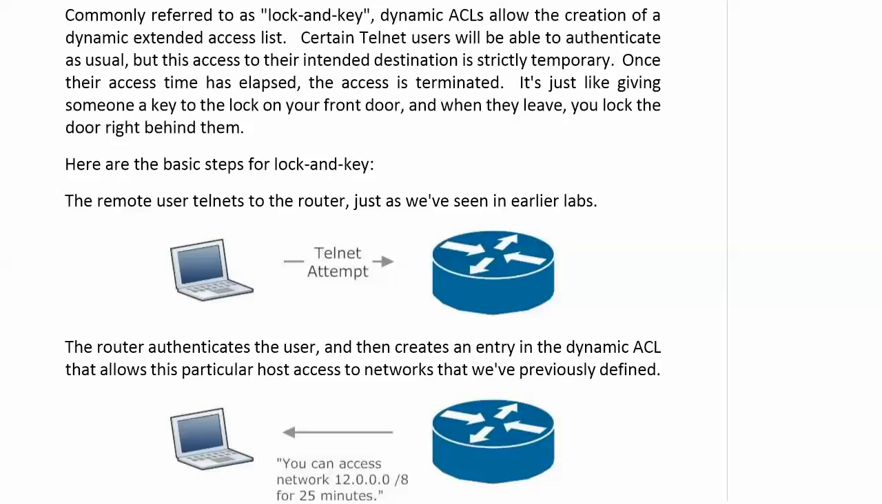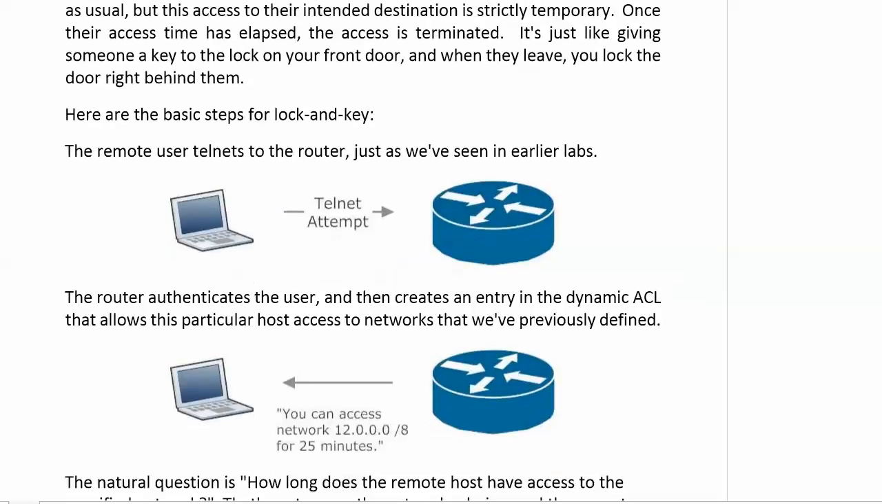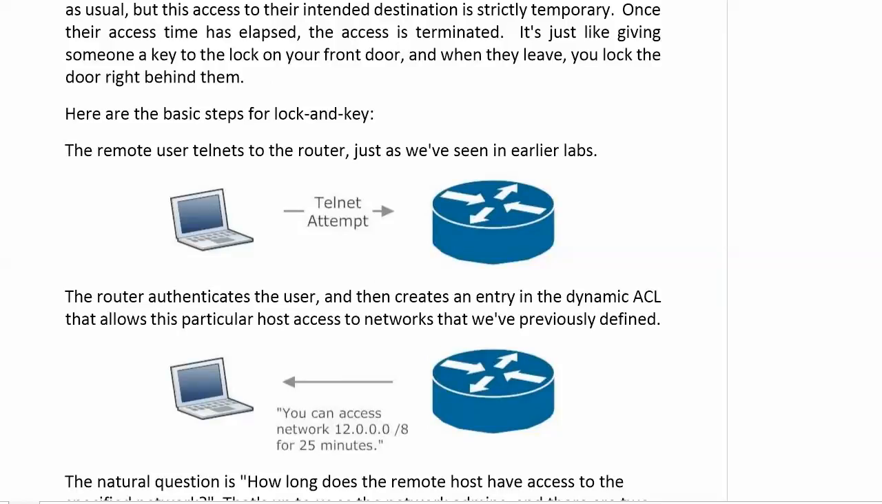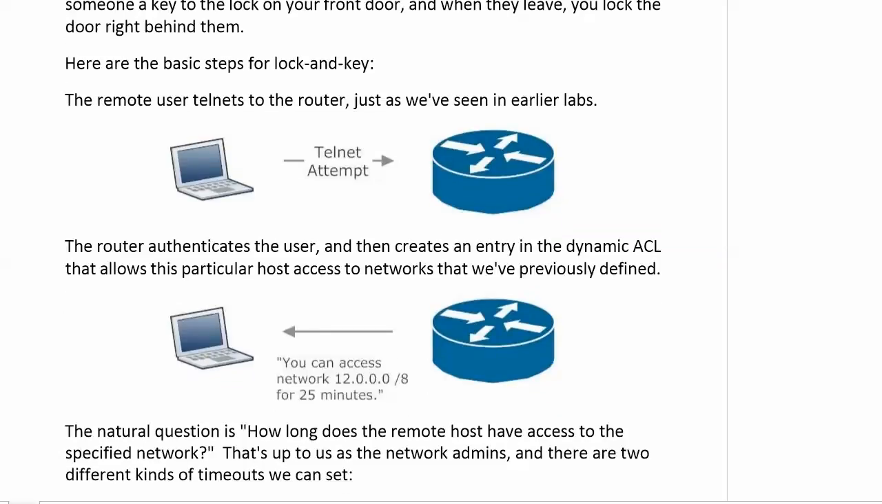And we tell them that, when they come in, it's like, okay, here's your Telnet attempt coming in, and you authenticate. The router would authenticate the user as normal. But then it creates an entry in the dynamic ACL that allows that particular host access to networks that you and I as the network admins have defined. Now, the natural question is, how long does the remote host have access to that network? They need to be typing really fast. What do they need to do?